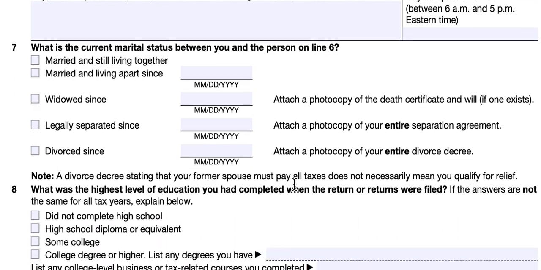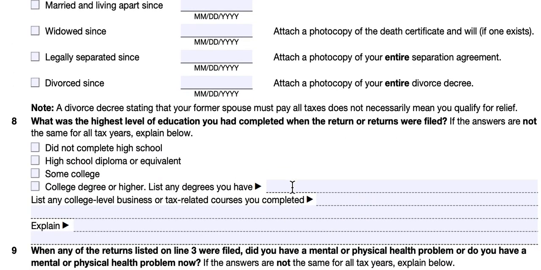What's the highest level of education you've completed? Obviously, the IRS will give you different benefit of the doubt depending on your college level, especially if you listed that you have a tax degree. You probably will face a tougher road in granting relief than someone that does not have a tax background.